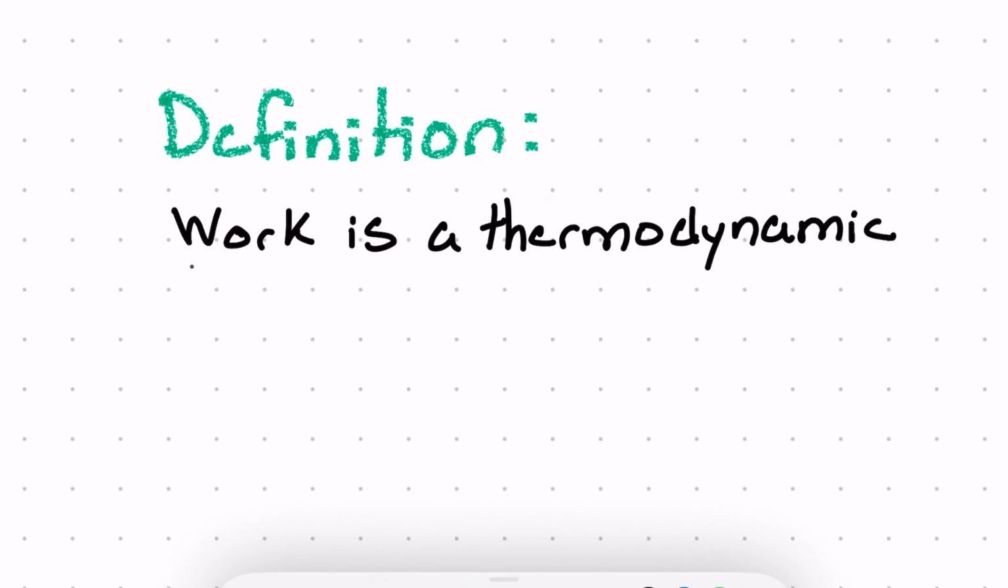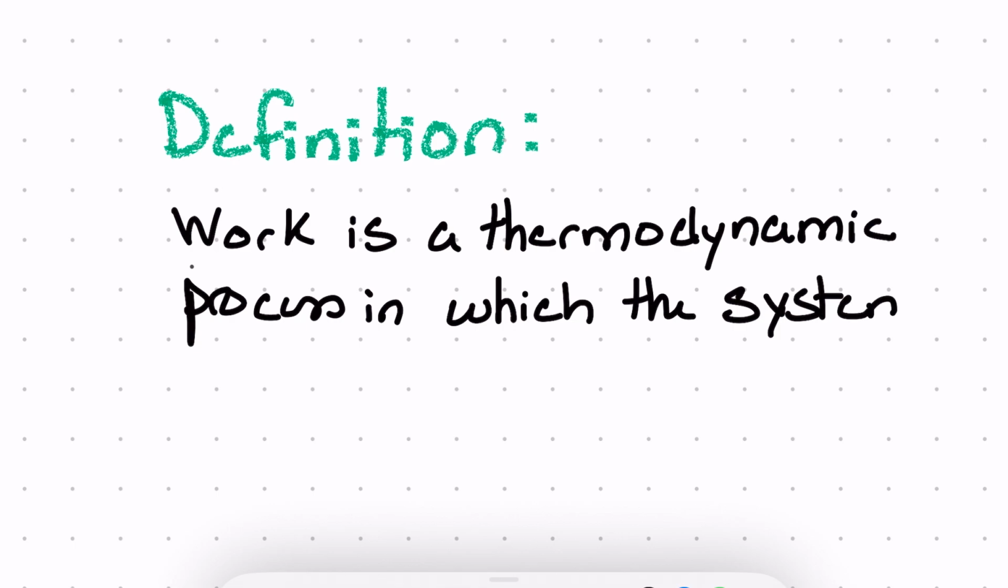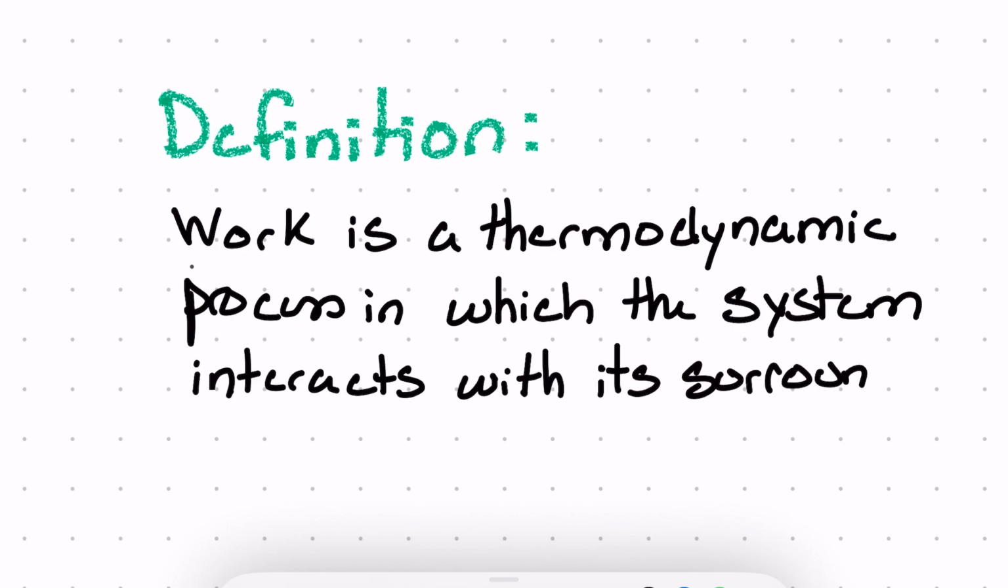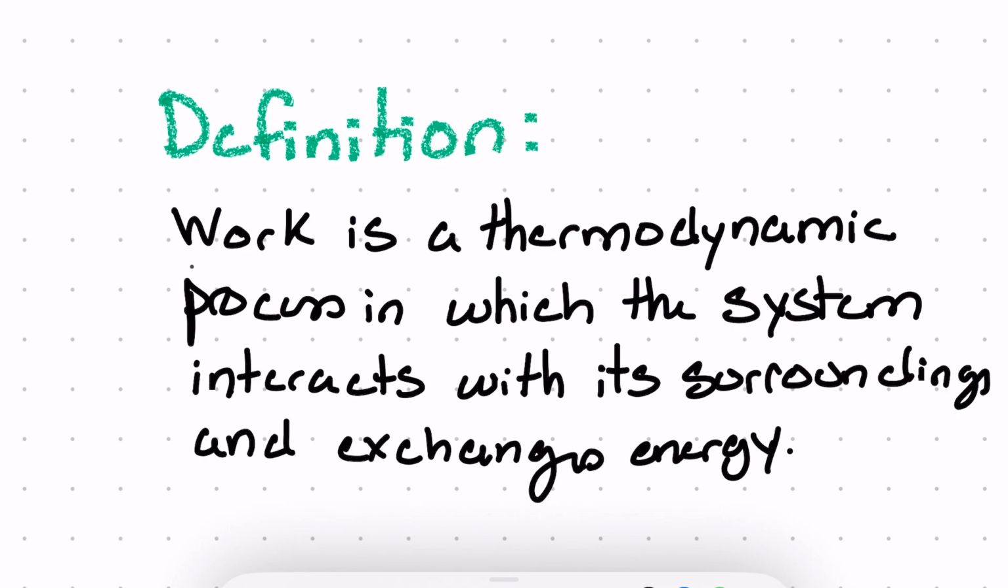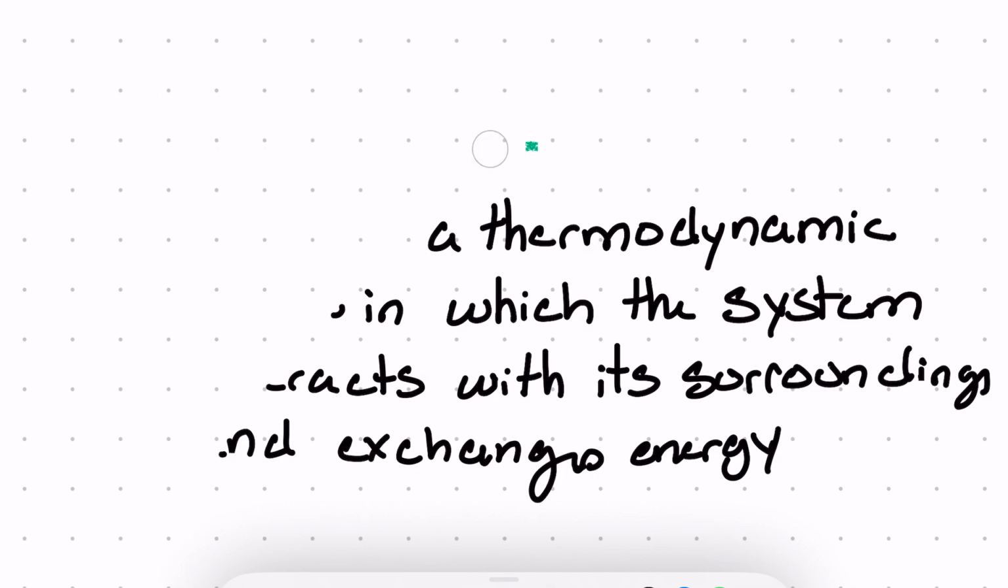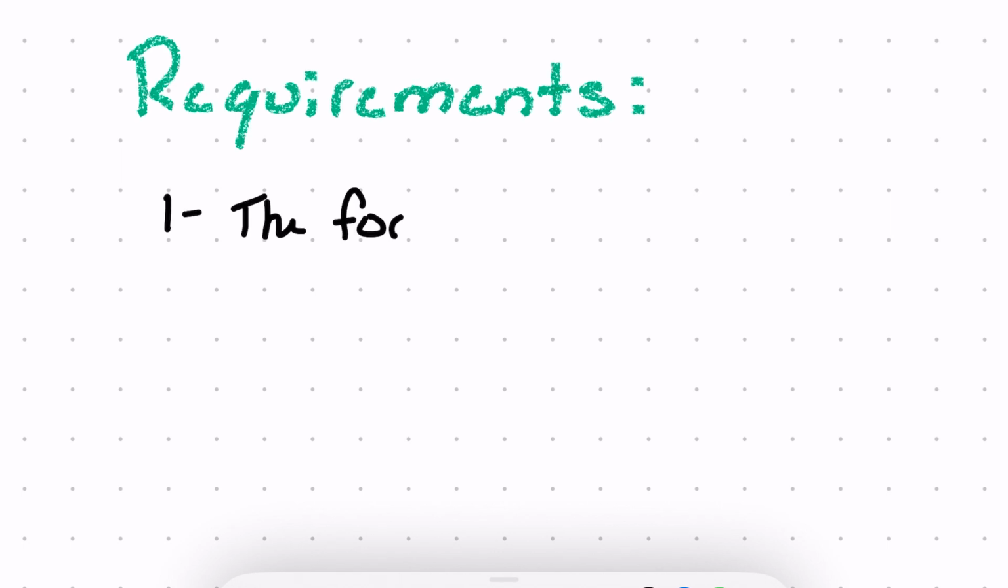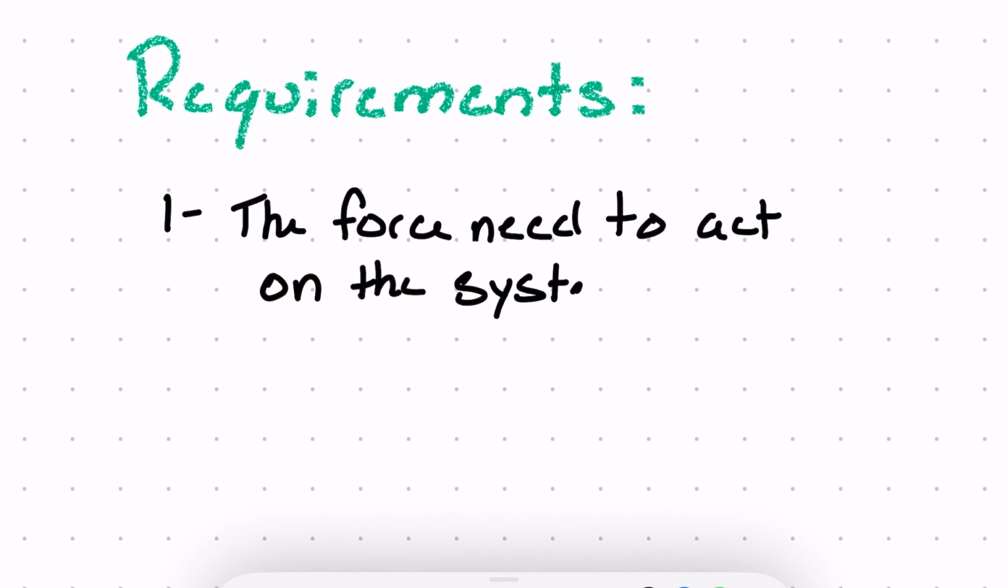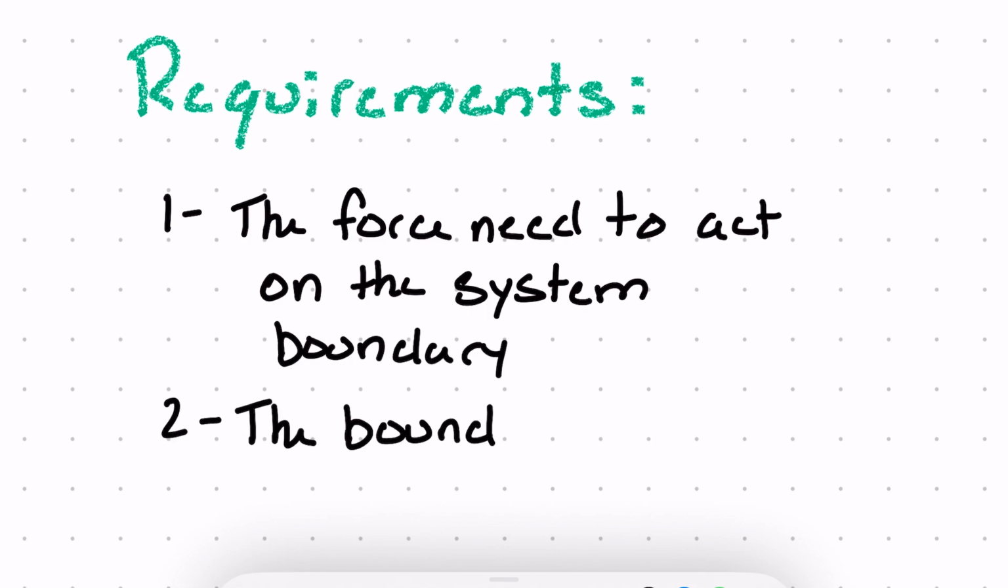Work is a thermodynamic process in which the system interacts with its surroundings and exchanges energy. When a force acts on the system, the result is work. To define a process as work, the force needs to act on the system boundary, and the boundary must move. For example, a piston cylinder contains water that is heated until it is vaporized.